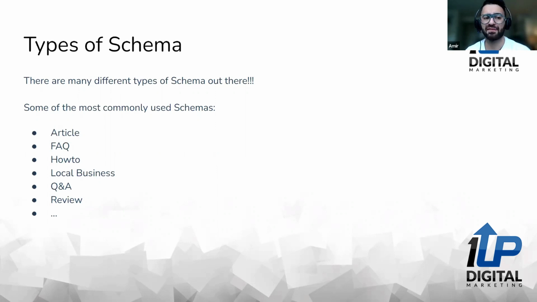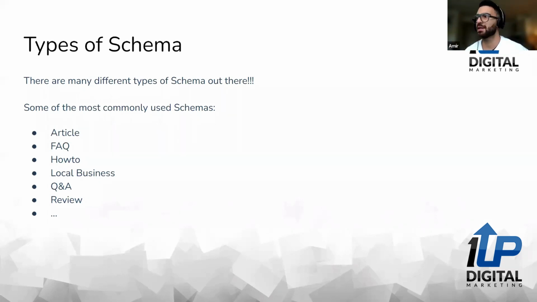Other ones are FAQ schemas, which are used for frequently asked questions, or any page that generally has questions on it, and the questions are usually more simplistic. How-to schemas are for more detailed, technical questions. Local business schemas are for local businesses, highlighting the elements of locality. Question and answer schema is very similar to FAQ, and then there are review schemas as well as product schemas.